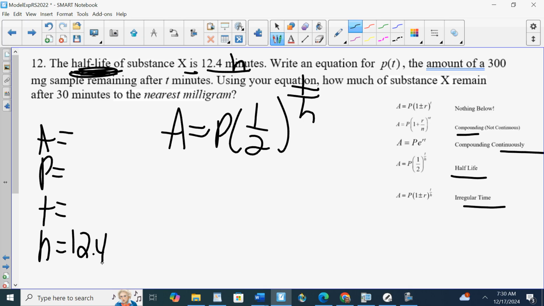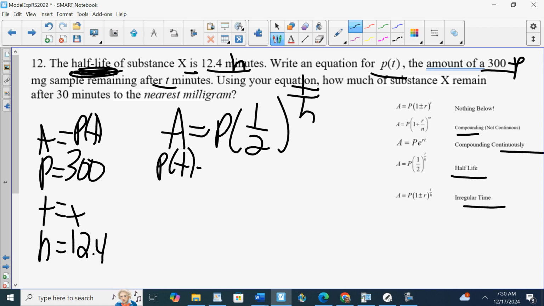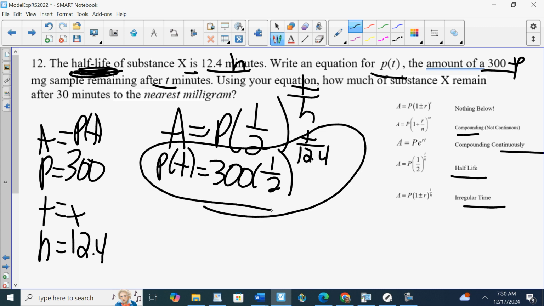H is the half-life, or the time it takes for the percent to be applied. P of T is A. 300 sample, that's P. That's your initial amount. T minutes. Substitute in P of T equals 300, 1/2 to the T over 12.4. There's nothing to combine. That's your equation. Follow-up question. How much will remain after 30 minutes? 30 minutes. What variable is minutes? Well, little t is time. So I'm going to replace little t with 30.